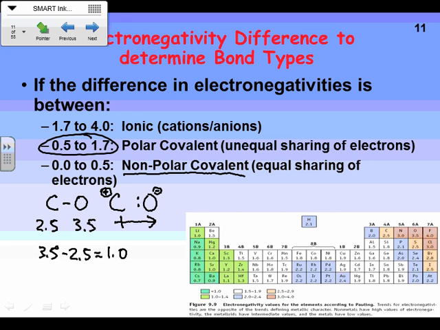So what you have to do is figure out, when I give you two elements, based on their electronegativity difference, are they going to be ionic, polar covalent, or nonpolar covalent? All right?